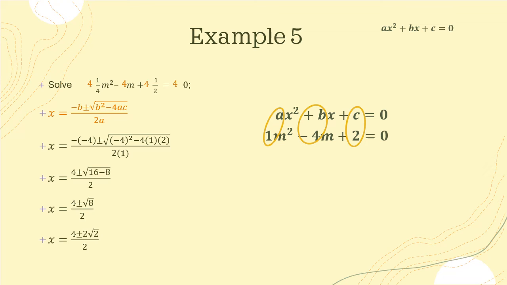Now notice after we obtain x, we can simplify 2 from every term. Therefore, the solution is 2 plus or minus square root of 2.